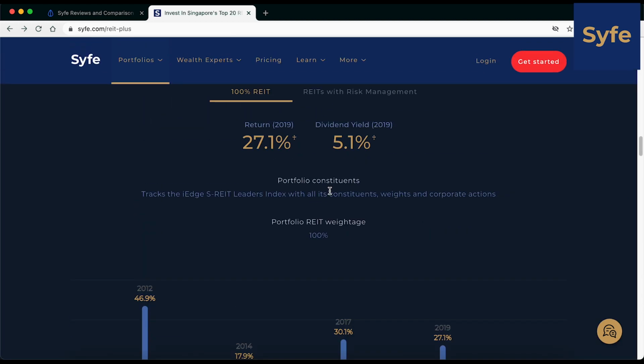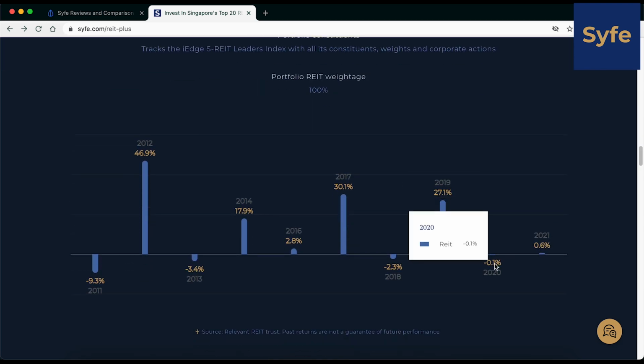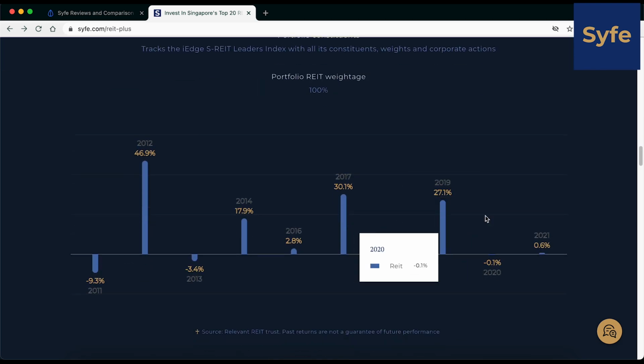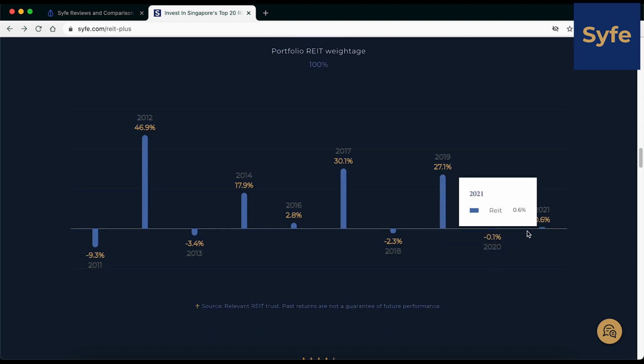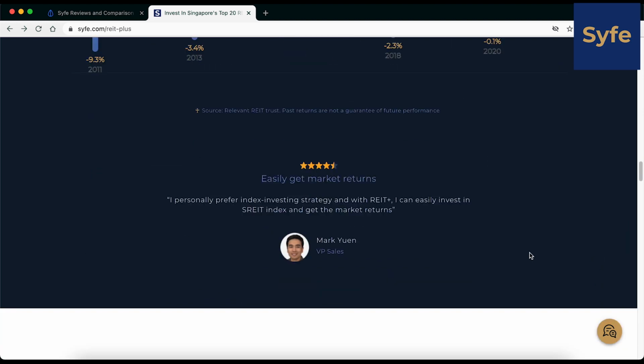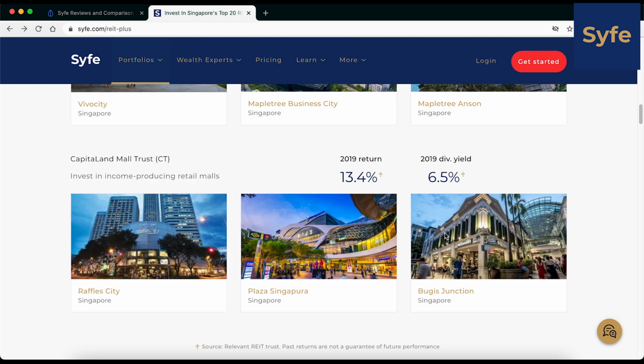Okay, past performance. Past performance for 2019 has been 27.1%, but 2019 is an exceptionally good year for REITs lah. So they use this year, they should use 2020 instead. See, 2020 minus 0.1. 2020 particularly bad year. 2021 looks like a good year. We'll see. Okay, so you can sign up using SingPass lah.